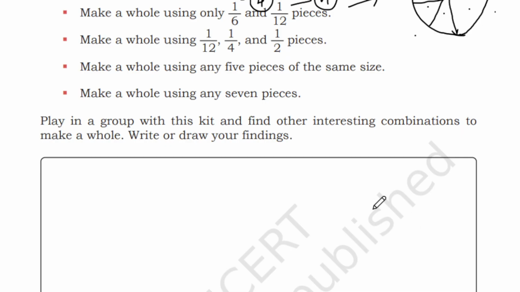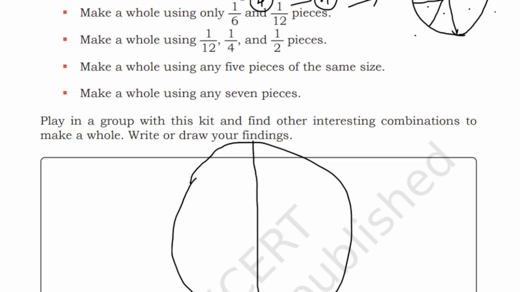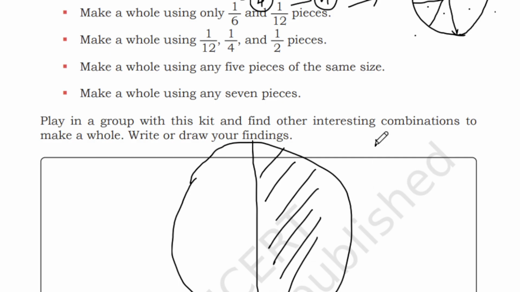Okay, I will draw a big one here. So we need to use 1 by 12, 1 by 4 and 1 by 2 as well. So I'm going to draw a big whole here. So 1 by 2 is half. So this half is 1 by 2. So how many 1 by 2 we need? 1 by 2, which is equal to 1.